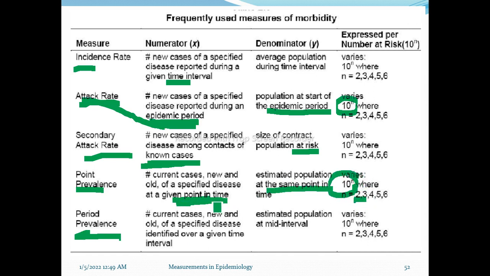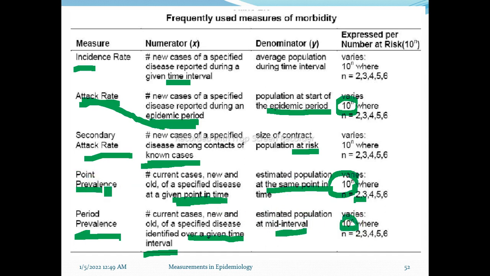N starts from 2. Period prevalence is the number of current cases, new and old, of a specified disease identified over a given time interval. The denominator is the estimated population at mid-interval, or you can say at the beginning, times 10 to the power of n.